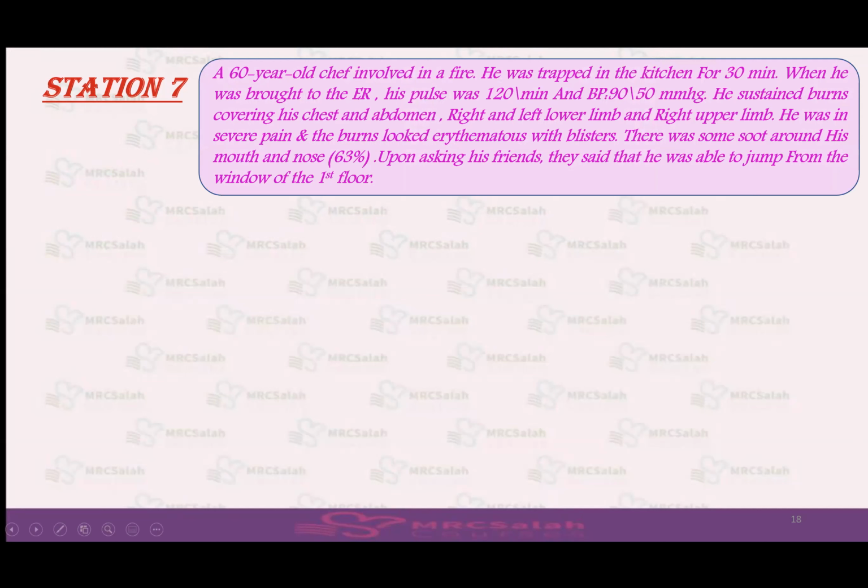You're standing in a scenario: a 60-year-old chef involved in a fire. He was trapped in the kitchen for 30 minutes when he was brought to the ER. His pulse was 120 per minute and the blood pressure was 90/50 millimeters of mercury. He sustained burns covering his chest and abdomen, right and left lower limb and right upper limb. He was in severe pain. The burns looked erythematous with blisters. There was some soot around his mouth and nose. The burned area was 63%. Upon asking his friends, he said that he was able to jump from the window on the first floor.